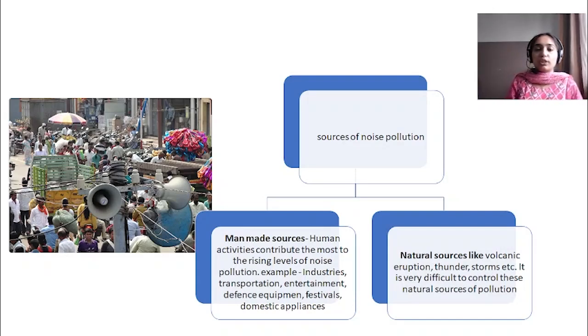So the sources of noise pollution are man-made sources and natural sources. Man-made sources are those which are controllable in nature, and humans are responsible; human activities contribute the most in raising the level of noise pollution. For example, industries, transportation, entertainment, defense equipment, festivals, domestic appliances. But natural sources like volcanic eruption, thunder, storm, etc., are not in the hands of humans, so it is very difficult to control these natural sources of pollution.